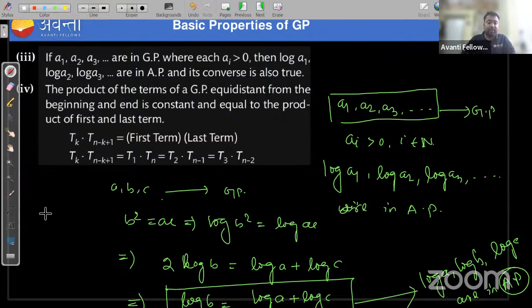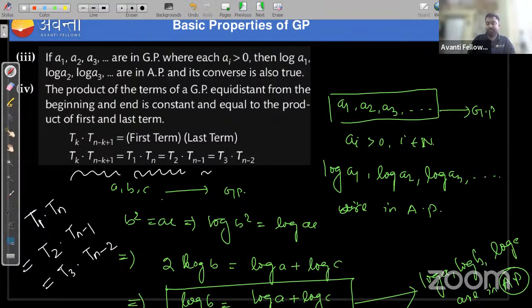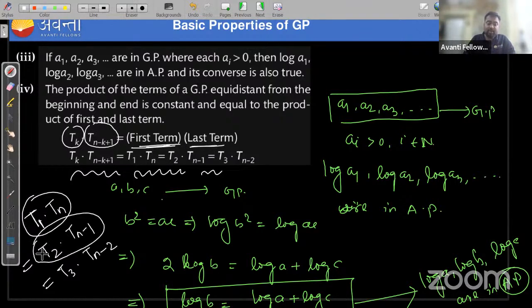If I choose the first term, T1, and multiply it with the last term, Tn, it is equal to the product of the second term and the previous of the last term, that is Tn minus 1. These products are always the same: T3 into Tn minus 2, and so on. Like this, Tk into T of n minus k plus 1 equals first term into last term. This product will always be constant.